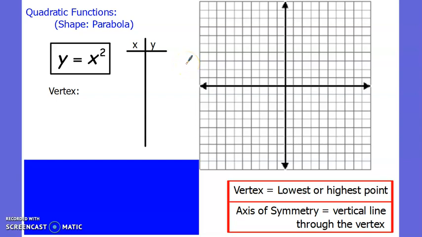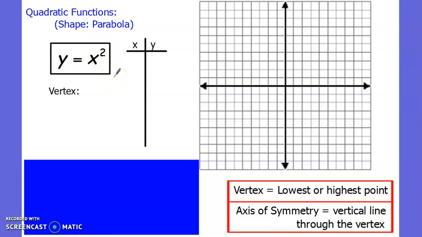Alright, hello everybody. This is a quick video just to help you understand how to graph standard form equations and how to use transformations to help you graph those equations. So the first thing that we want to understand is graphing standard form quadratic equations means that we're graphing equations that have an x squared in them. So the most basic form that we can have is y equals x squared.